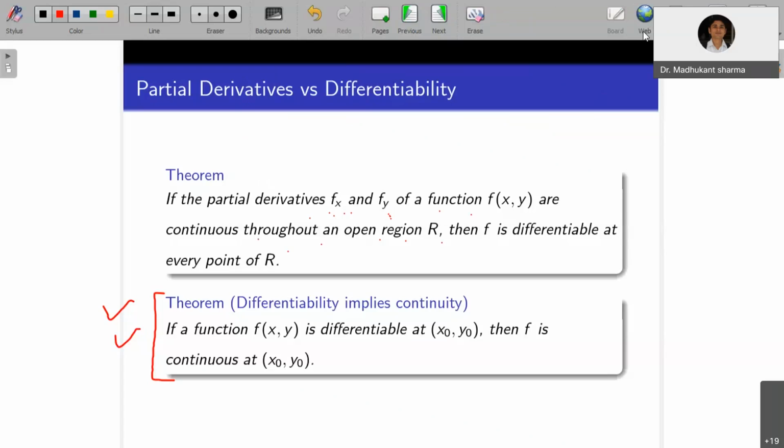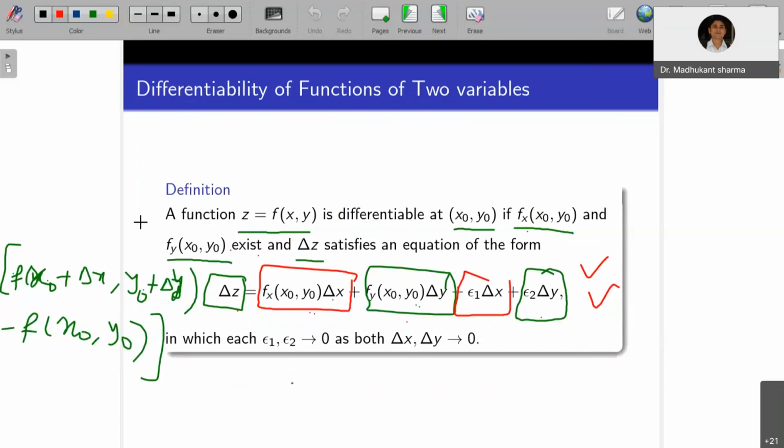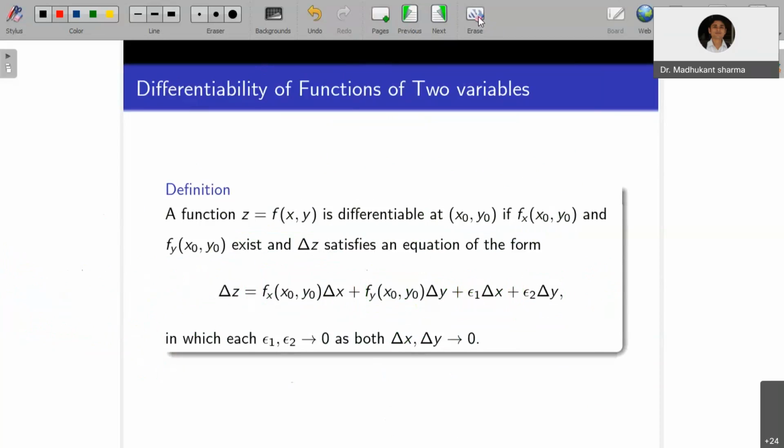So in the last lecture, we introduced the differentiability of a function of two variables. Let me take you back to the definition. It clearly says that a function is differentiable at a point x naught, y naught if certain things happen.